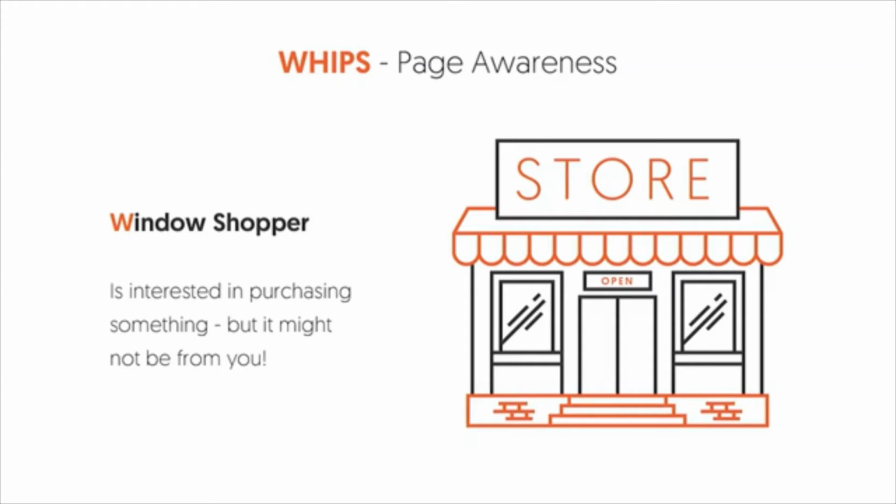So window shopper, they're usually interested in purchasing something, but they might not be from you. So someone's like, yeah, I'm looking to buy this purse, or I'm looking to buy this bag or wallet or whatever it may be, but they don't know exactly if it's going to be from you or another store.